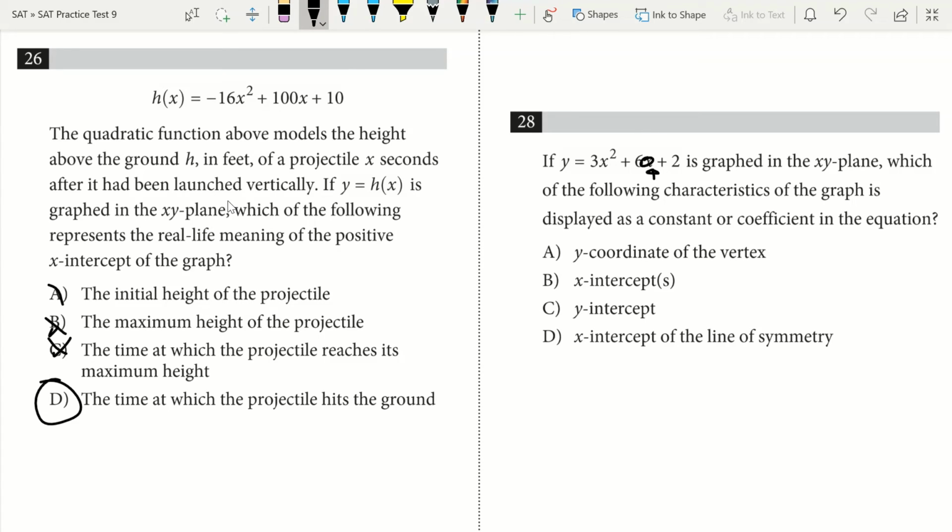If I put in 0 for my x, that's going to be 0. I put in 0 for my x here, that's going to be 0. And I see my y-intercept then is going to be 2. So my answer is going to be C.